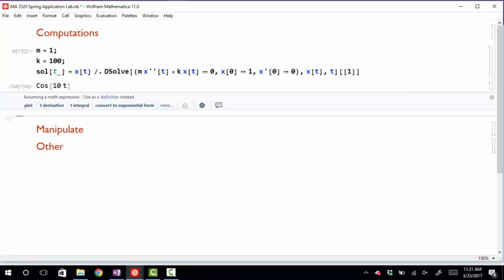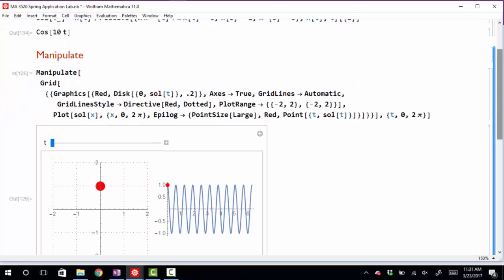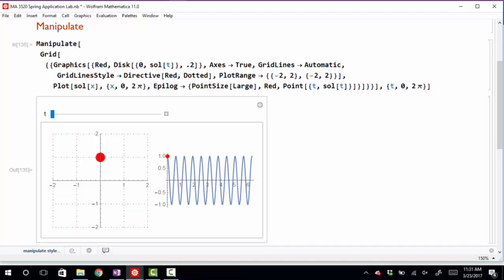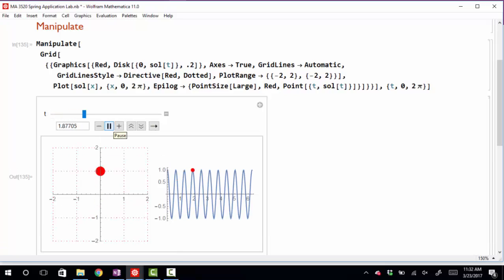Now what does this actually look like? Here's my little model. Okay. So what is this? This is the object attached to my spring. It's initially at a height of 1, right? Has initial velocity of 0. This is the solution curve, cosine of 10t. Right? So as time changes, I'm marking the point that I'm at, but the function value is giving me the height position of my spring. So when I put this thing into motion, you can kind of see how the solution curve relates to the actual motion of the object. Any questions here on what this manipulate is doing?